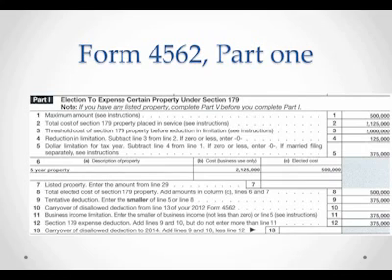Line 8 says add up 6 and 7, which is $500,000. But line 9 says enter the smaller of line 5 or line 8, and I'm back to my $375,000. Line 11, we had $1 million for our business income limitation. So our line 11 is the same as our line 5, and we are allowed to expense the full $375,000.